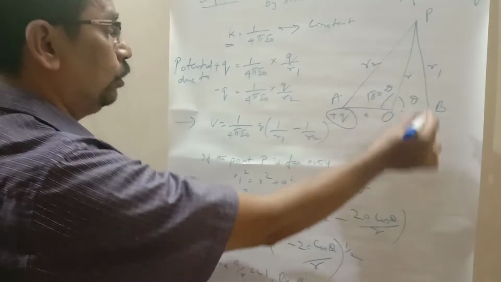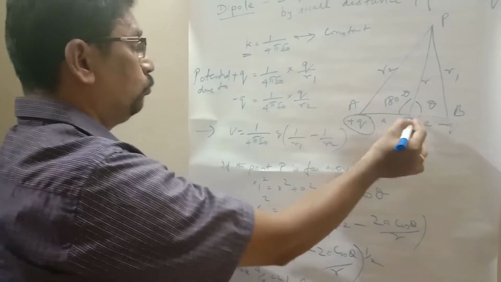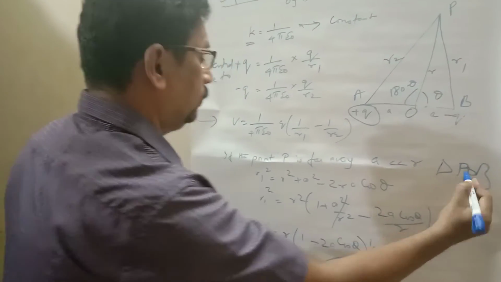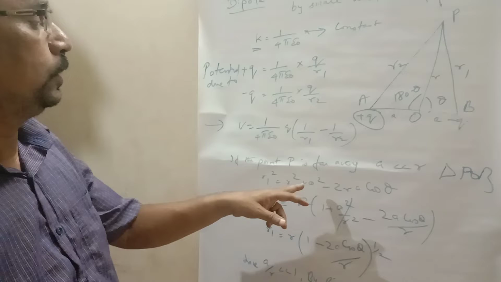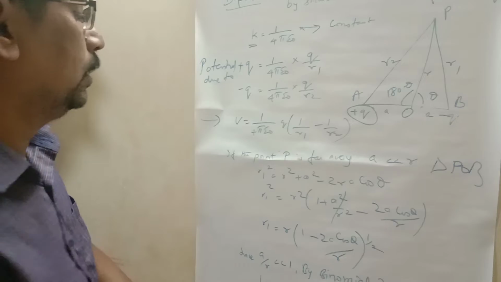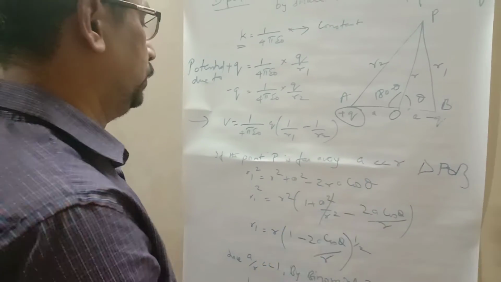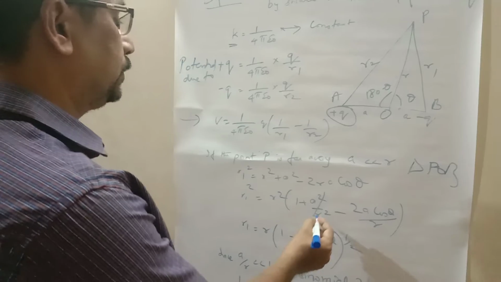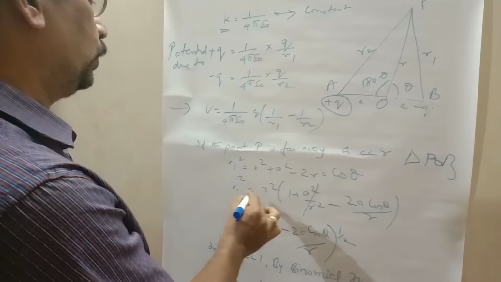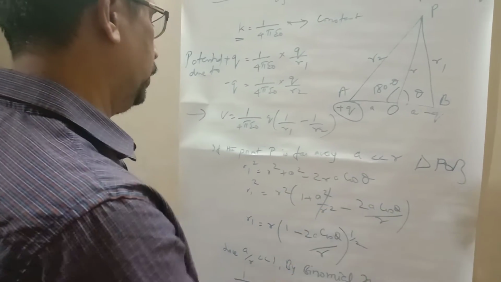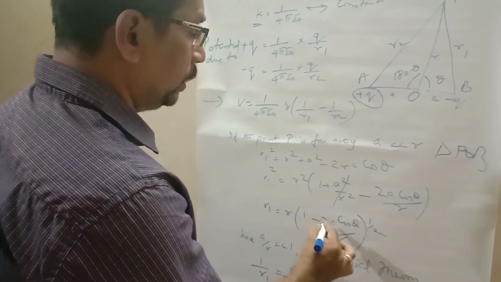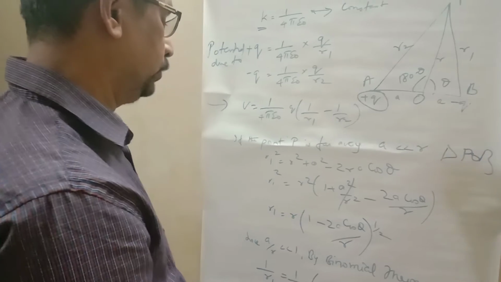Then using the formula for the triangle POB, r1 square equal to r square plus a square minus 2 r a cos theta. This is the formula we use. Since a is very much less than r, the a square component is eliminated. r1 square equals r square into 1 minus 2a cos theta by r. Then r1 is the root of this. It becomes r into 1 minus 2a cos theta by r to the power of half.